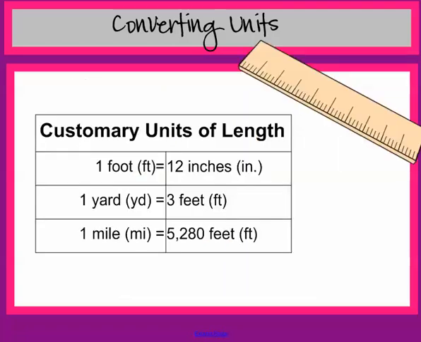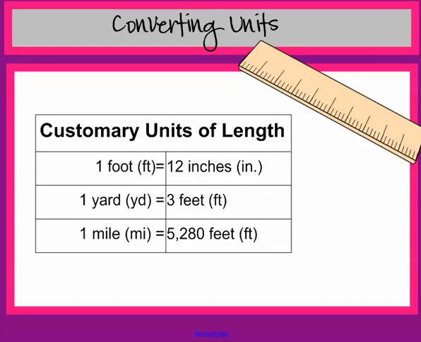On this page you see some of our basic customary units of length, the conversion of 1 foot to 12 inches, 1 yard to 3 feet, and then 1 mile is 5,280 feet. Please make sure you write these in your notes because we're going to need these conversions as we proceed.